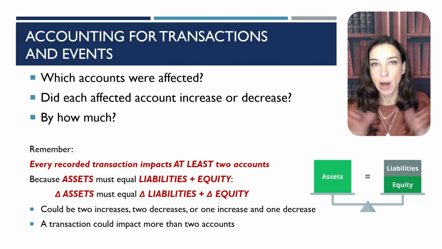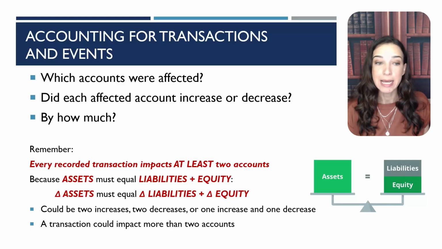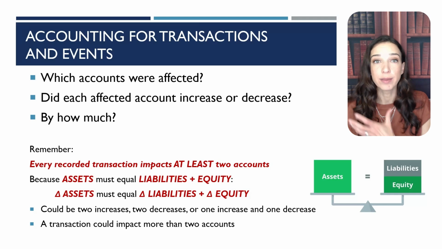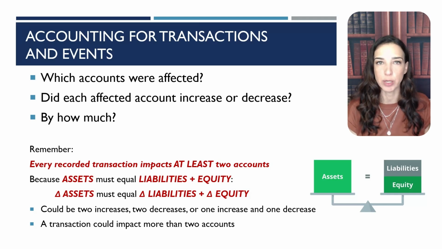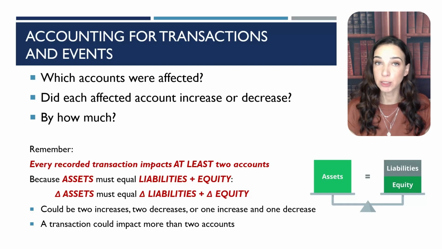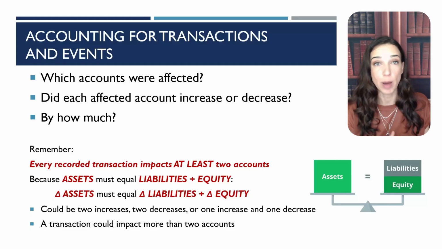Rule number two, our balance sheet must always balance. Assets must equal liabilities plus equity after every transaction. And that also means that any change in the assets, of course, mathematically must equal the change in liabilities plus change in equity. Rule number three, we have flexibility in terms of whether the transaction could lead to two increases. That's possible. For example, an asset goes up and an equity account goes up, or whether a transaction leads to one increase and one decrease. For example, an asset is swapped for another asset. So we do have that.